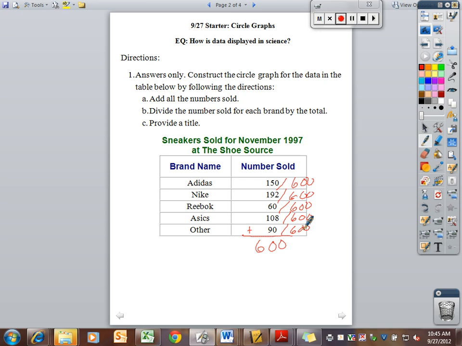Or you get a decimal, like 0.25. Just remember to move your decimal 2 times to the right, and that'll give you your percentage. So that'll give you 25%. Now, does anybody have a calculator for 192 divided by 600?